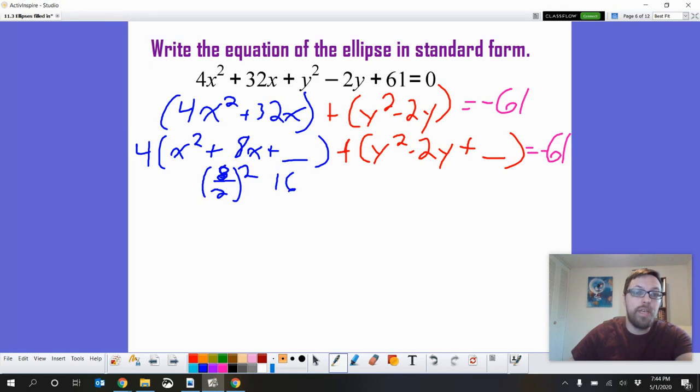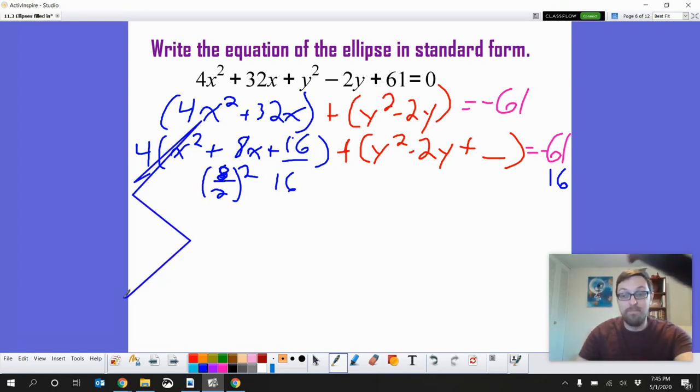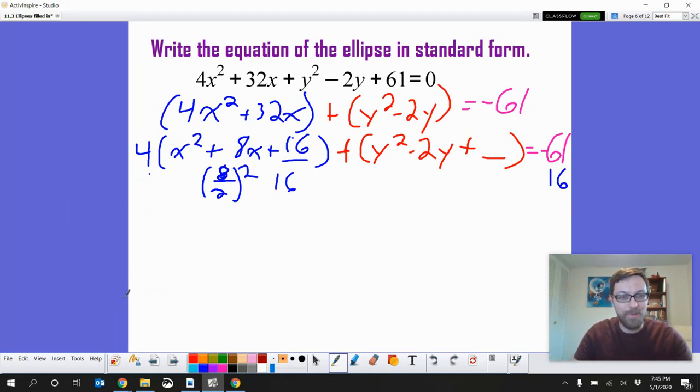But when we're putting that into our equation, we don't want to put 16. Well, we're going to put a 16 here, I should say. But when we put it on the other side, we're not just going to put a 16. See how that 16 is inside of the parentheses? Well, it needs to be inside of a parentheses over here as well with a 4.